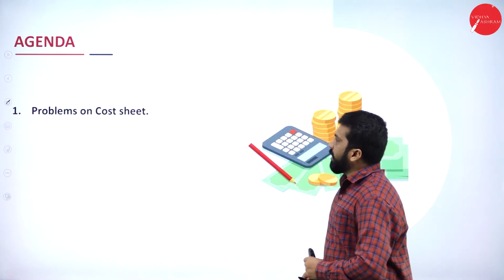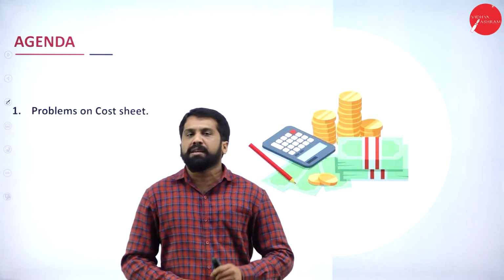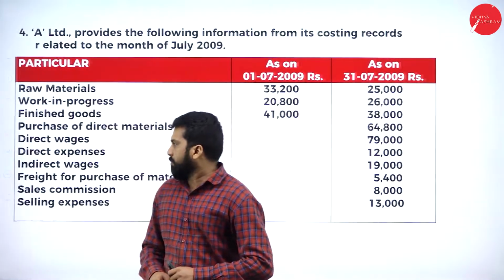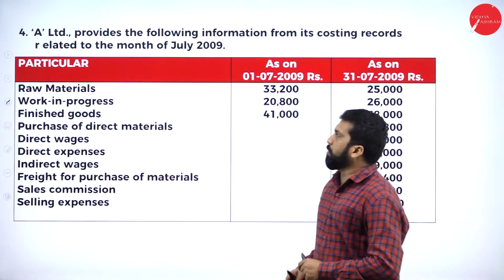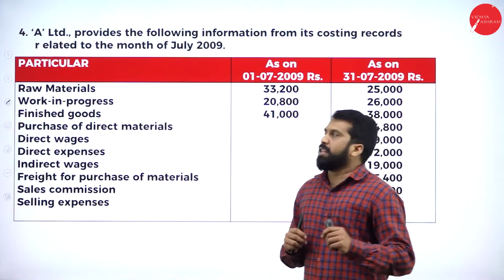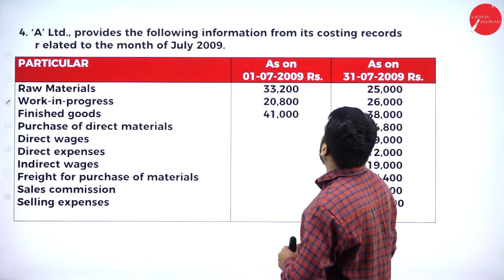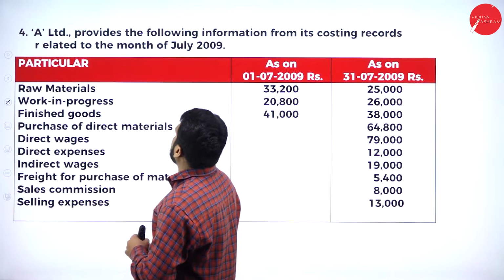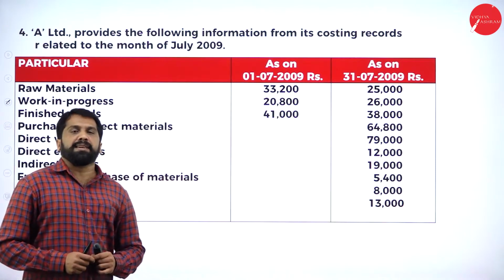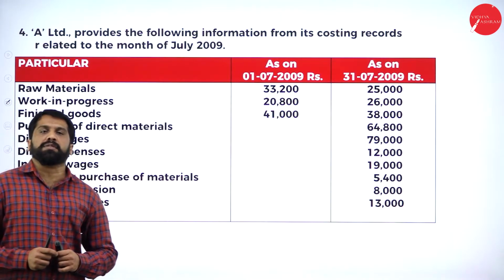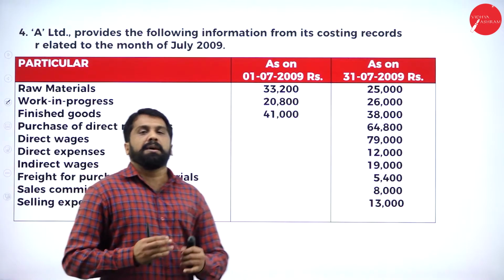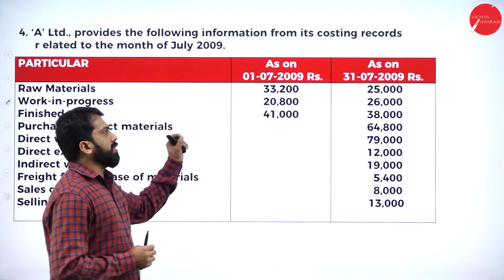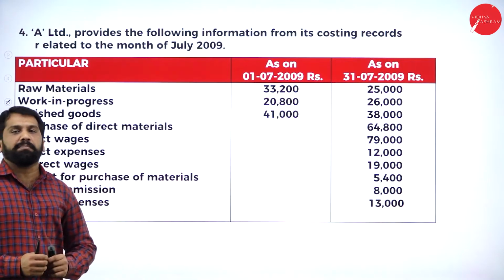What will be your agenda? The agenda is very simple. Problem on cost sheet. Now, this will be your problem. The heading will be: A Limited provides the following information from its costing records related to the month of July 2020. They are preparing the cost sheet for what month? July month. So month or date are not considered here. Whatever is given in the question is only for your heading purpose.